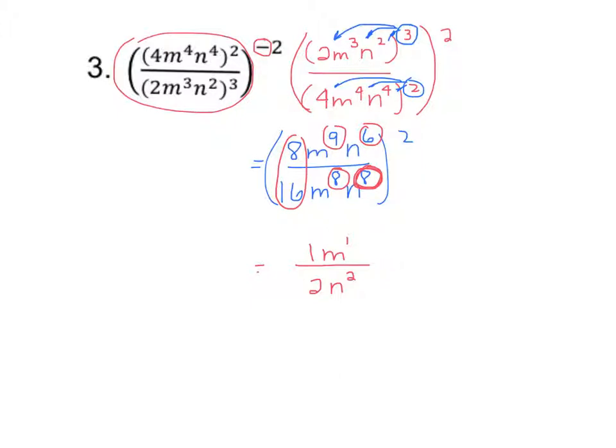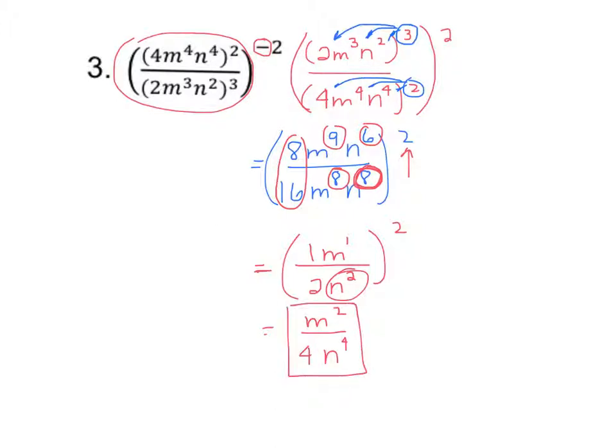Okay, the whole quantity is still squared. I have not done anything with that 2 yet. Now I square everything. So I square the m, I square the 2, and when I square n squared, I take 2 times 2, and I get 4. And so that is my final solution.